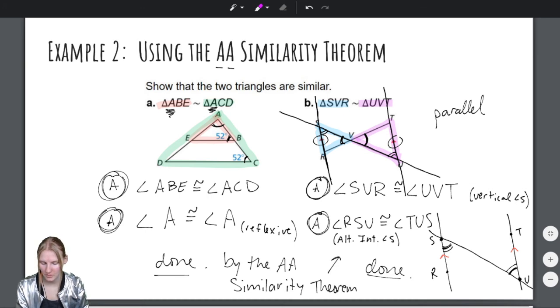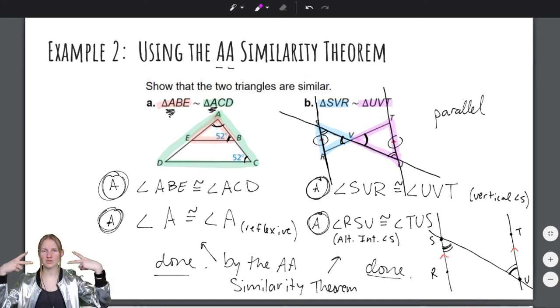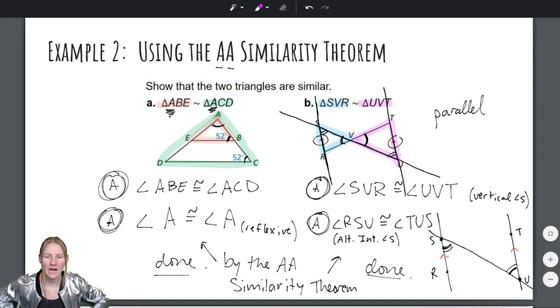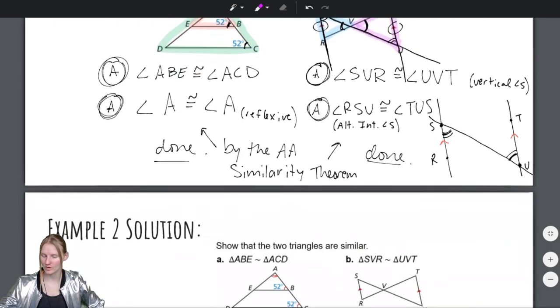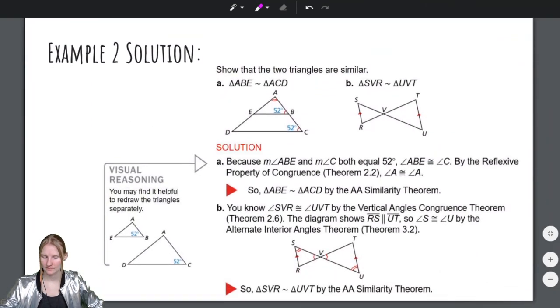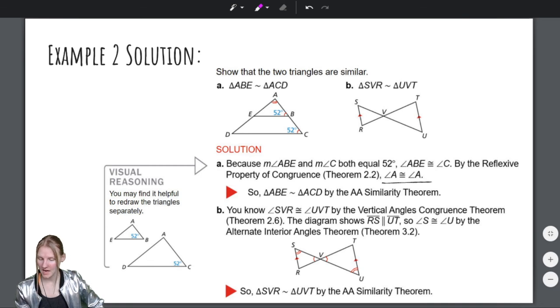And this is true for both A and B. I showed that two pairs of angles were congruent, so by the AA similarity theorem, these triangles are similar. Let's see if we were correct. Angle A is congruent to angle A by the reflexive property. Vertical angles congruence theorem. And then side RS is parallel to UT, so angle S is equal to angle U by the alternate interior angles theorem.